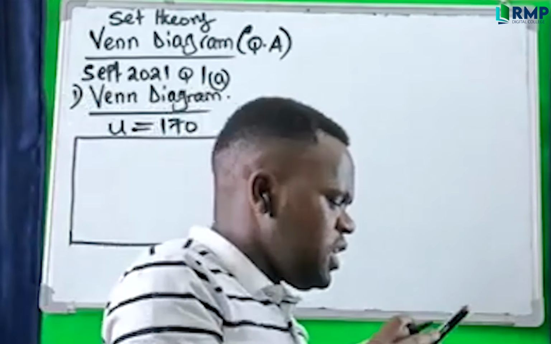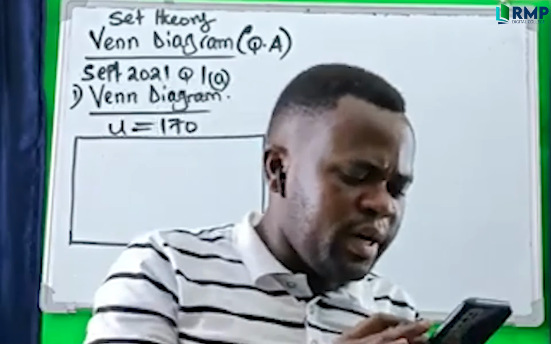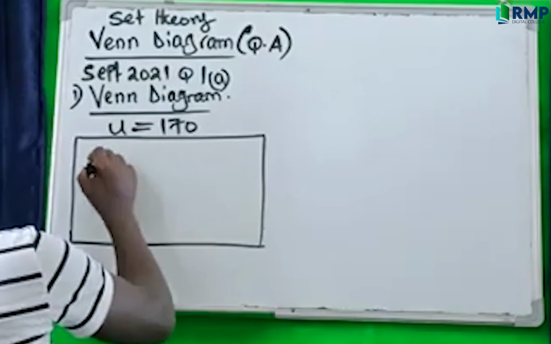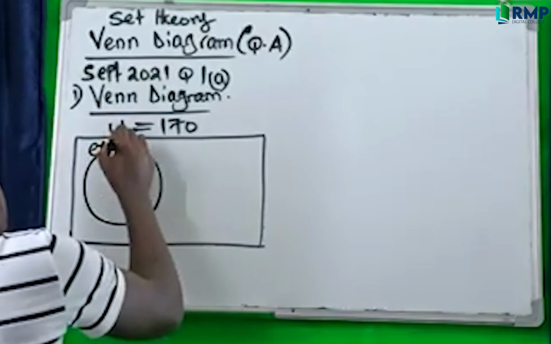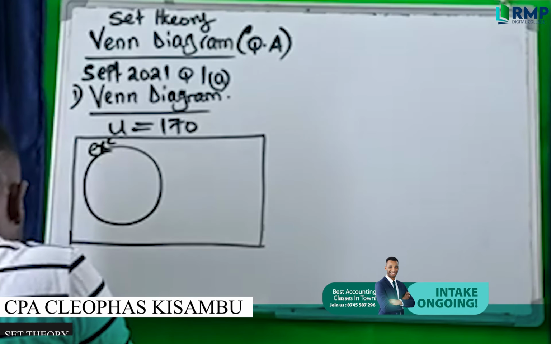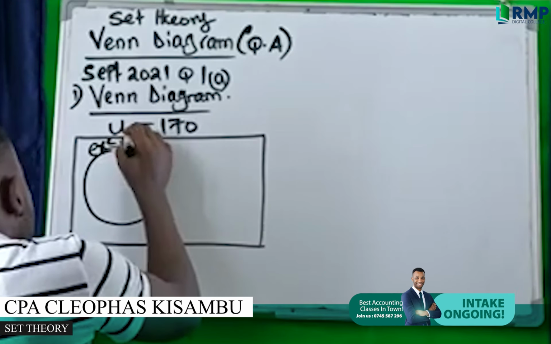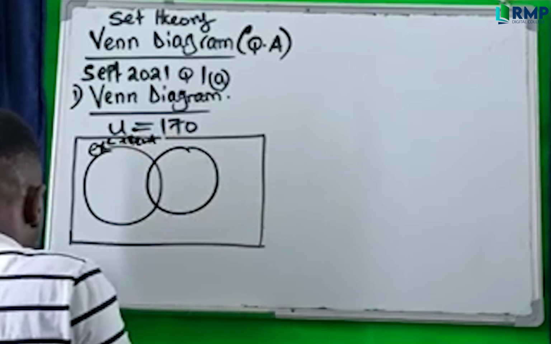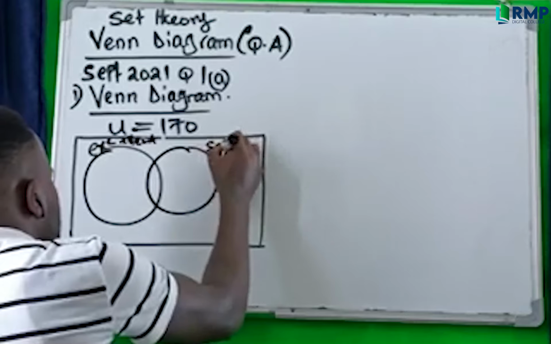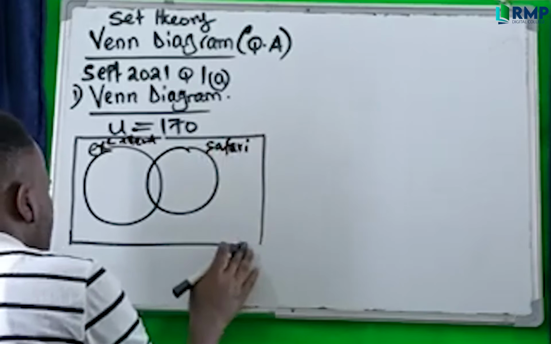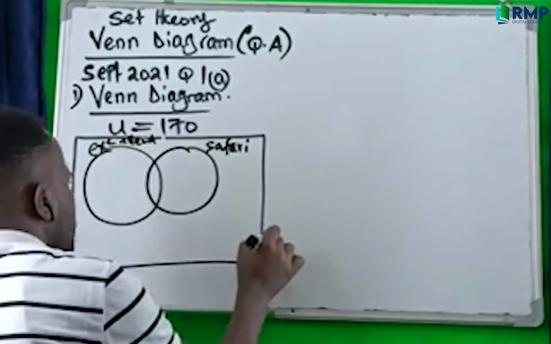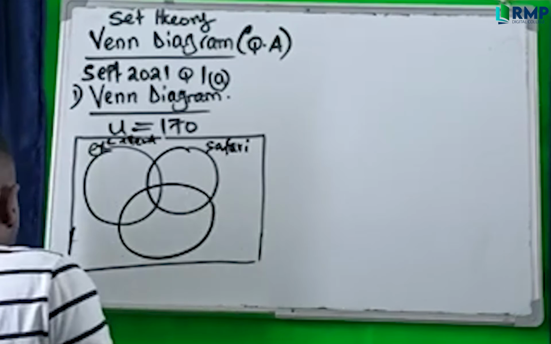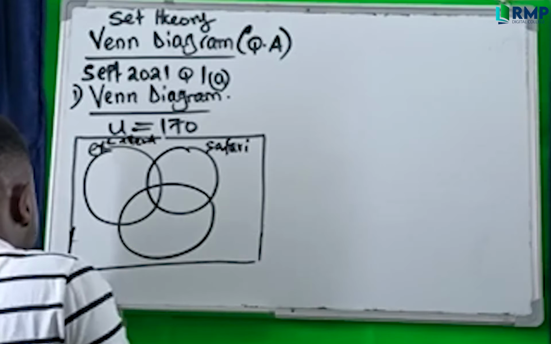We are told the air travel preferences were represented by the first one, called Excellent Airways. A circle for Excellent Airways is there. The other circle will represent the other one. After Excellent, we have Safari Connections. I will have another circle to represent the last one, and it cuts them all there. The last one is Tumaini.